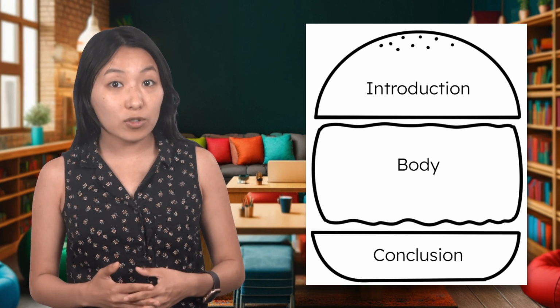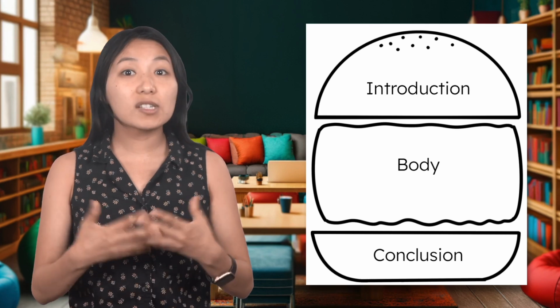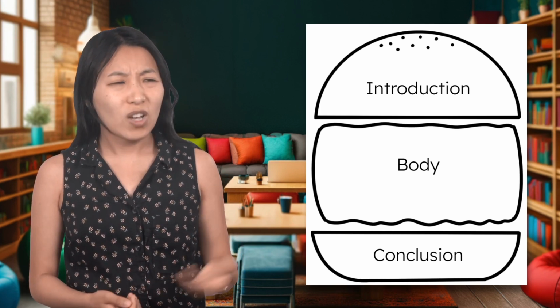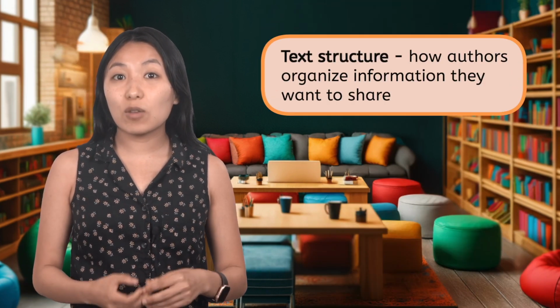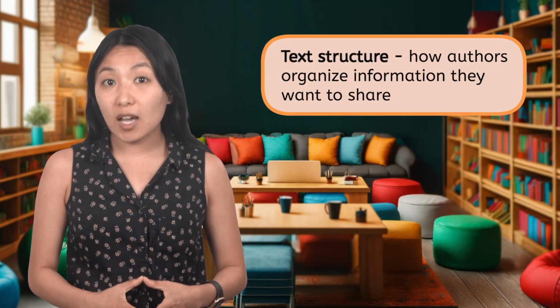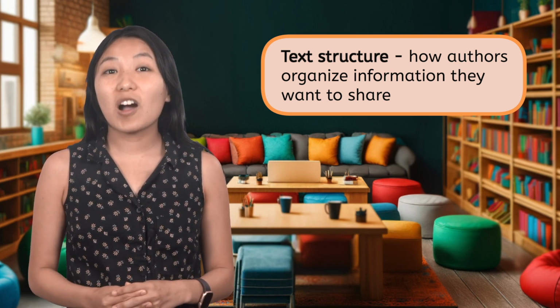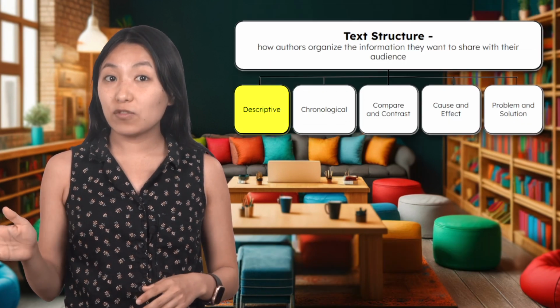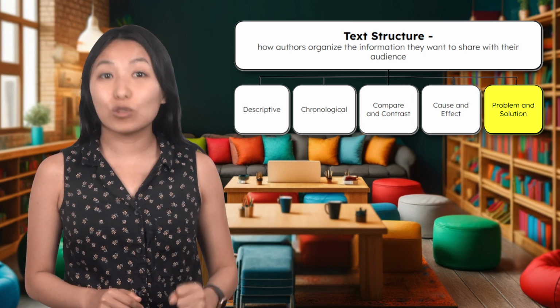Understanding the way authors organize their ideas is a big part of reading informational texts. Just like when we learned to organize our own writing about animals, authors use different structures to help their readers follow along and understand the information clearly. So, what is text structure? Well, it's how authors organize the information they want to share with you. There are different types of structures that writers use depending on what they want to communicate. The most common text structures are descriptive, chronological, cause and effect, compare and contrast, and problem and solution.